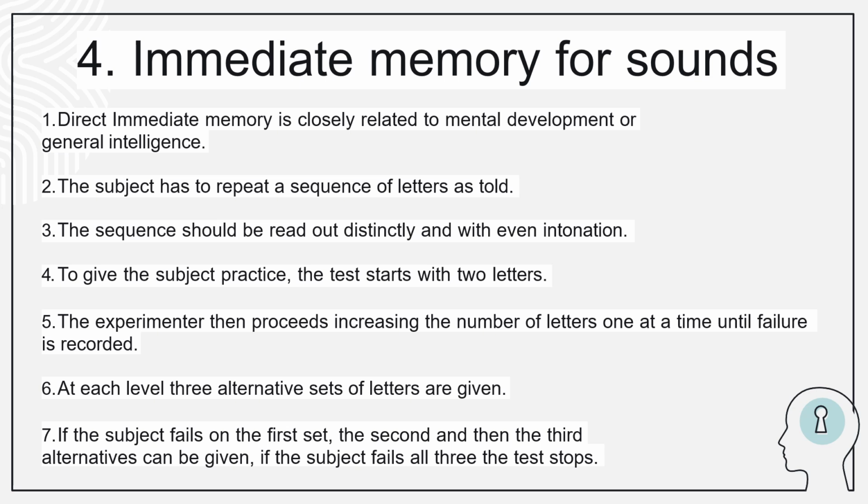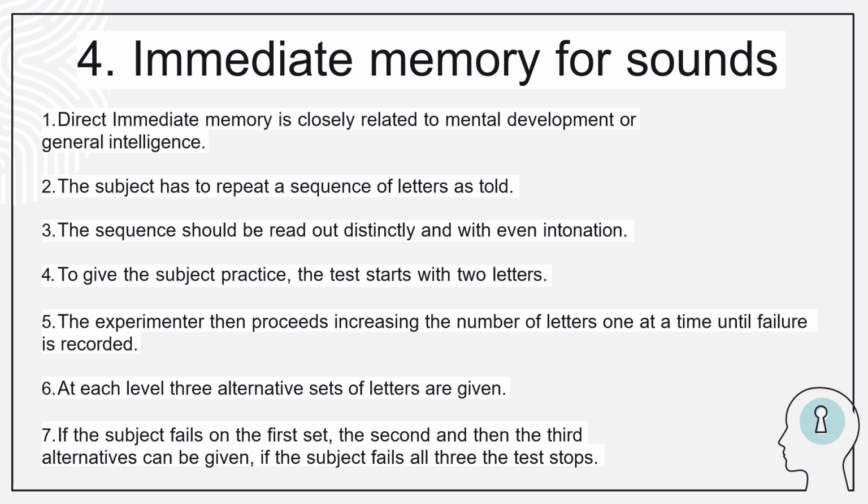So, ta, tha, da, la, whatever you're going to give it, it has to be very clear when you're reading it out to the patient. To give the subject practice, the test starts with 2 letters. The experimenter then proceeds to increase the number of letters one at a time until failure is recorded.